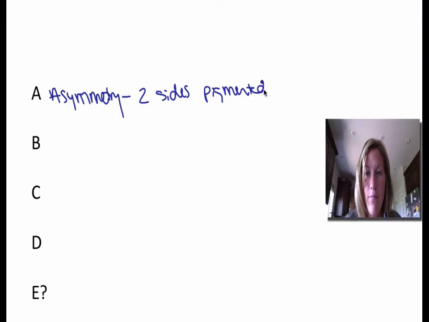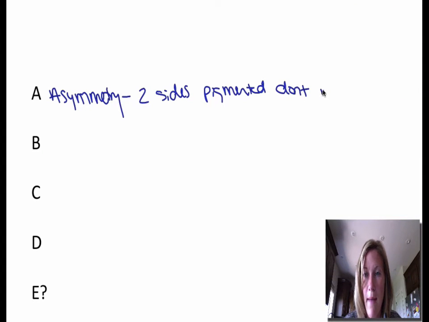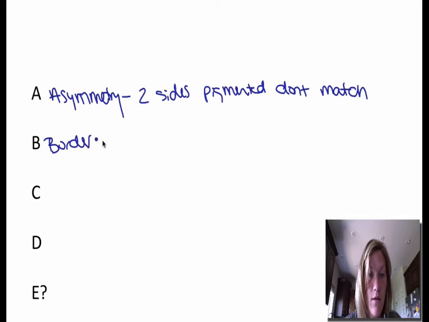Okay, so asymmetry. So this is where you want two sides that are pigmented, but they don't match. Then B is the border irregularity. So we're going to look at the border. Okay, so this would be if the border of a mole is not smooth.